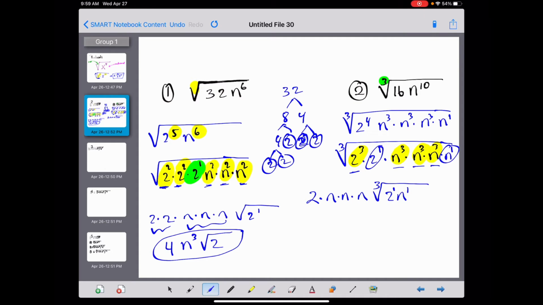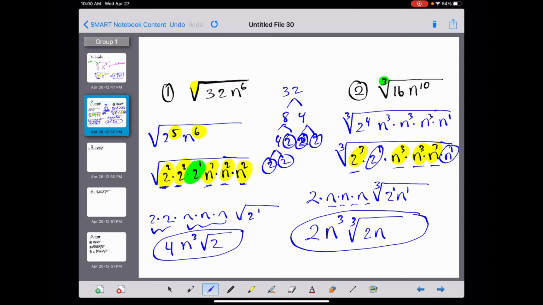So our final answer is 2n to the 3rd power, the root of 2n, because we have 3n here. And this right here is our final answer. Okay, let's move on to number 3.